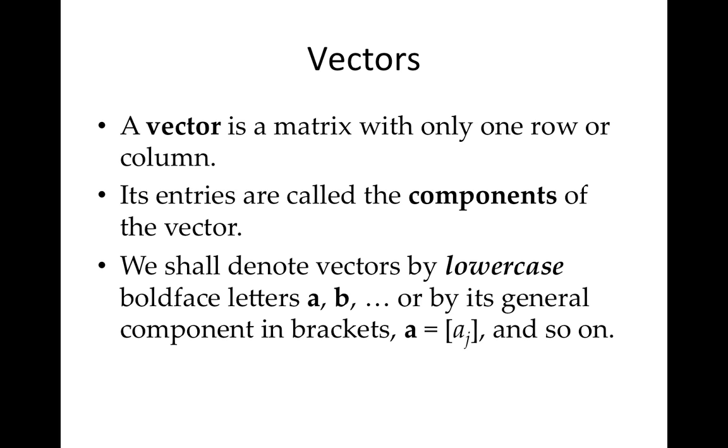A vector, as we said before, is a matrix that has either only one row or one column. Its entries are called the components of the vector. We can denote vectors by lowercase boldface in this particular textbook, or by the generalized component in brackets, and in that case we'd only have one index, a_j, because we only have one dimension.